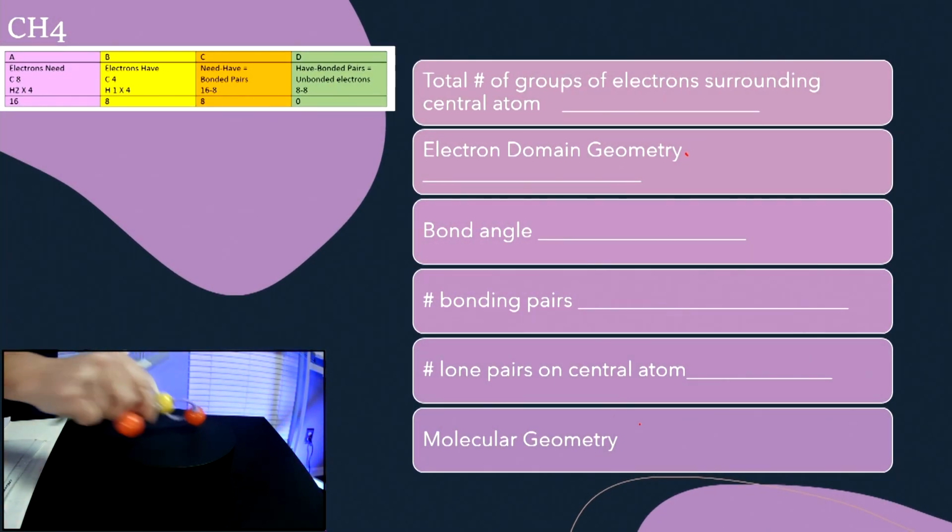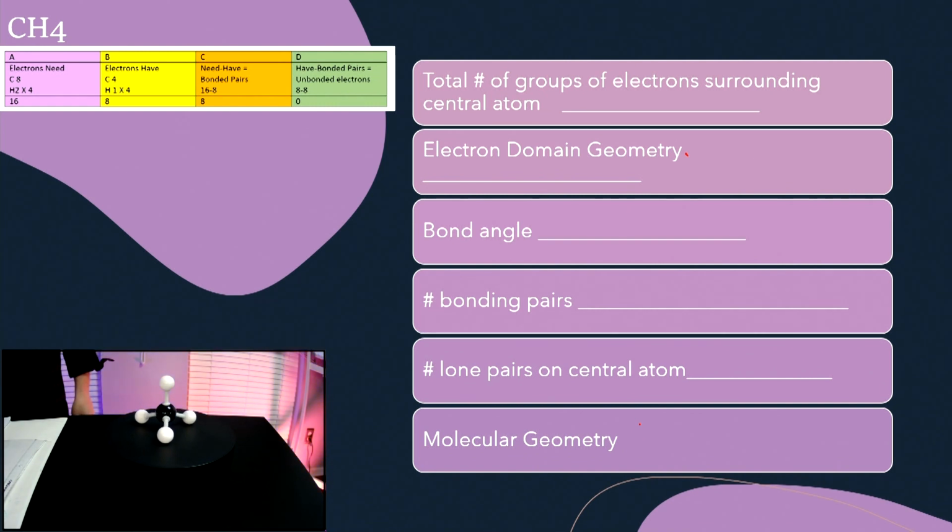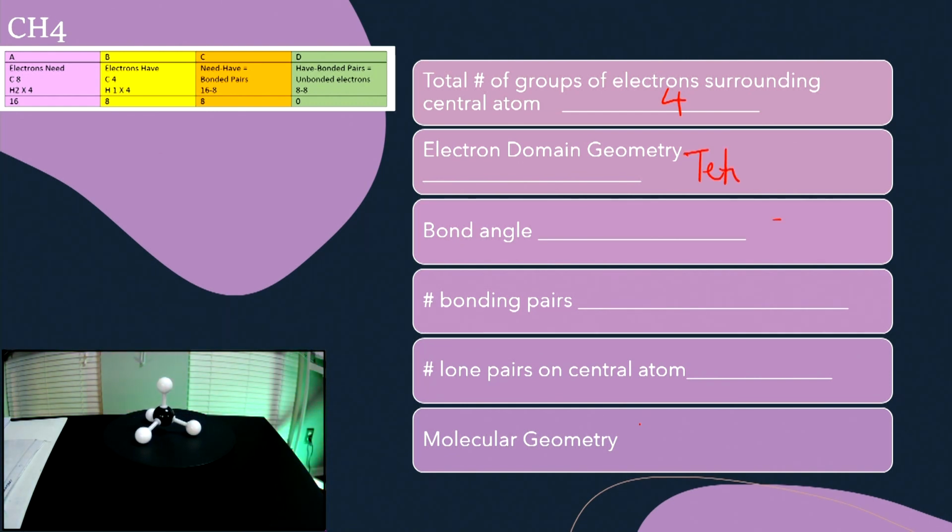Next molecule. If you look at it, there's a central atom, and there are 4 atoms on the outside. So this is CH4. And you can investigate and see that there are 4 groups of electrons surrounding the central atom. So when we have 4 that surround the central atom, the electron domain geometry is called tetrahedral.